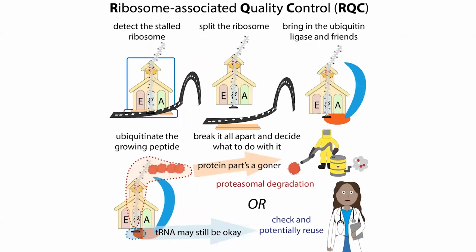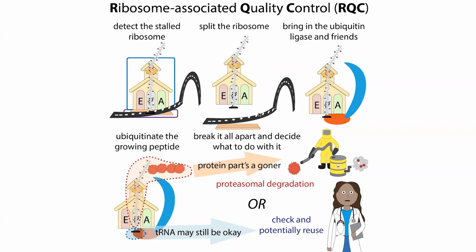But anyway, we have those stalled ribosomes, and then the cells are going to sense that. They're going to split apart that ribosome. So they're going to split apart our chapel. But we have that peptide that's going to be stuck in the large subunit, so it's going to be stuck in that tunnel. And so what we need to do now is target that nascent peptide, that growing peptide that's in the tunnel, for degradation, which we're going to do through ubiquitination.